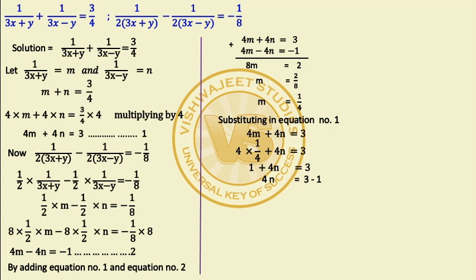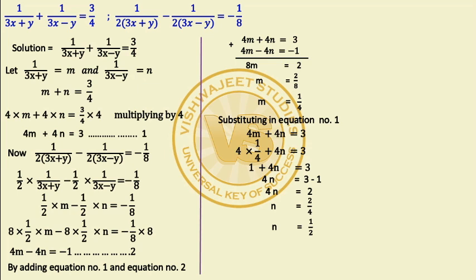We get here 4n is equal to 3 minus 1. After subtraction, we get 4n is equal to 2. 4 is in multiplication form. When it goes to the right hand side, it will divide the 2. We get n is equal to 2 upon 4. After division, we get the value of n is equal to 1 upon 2.